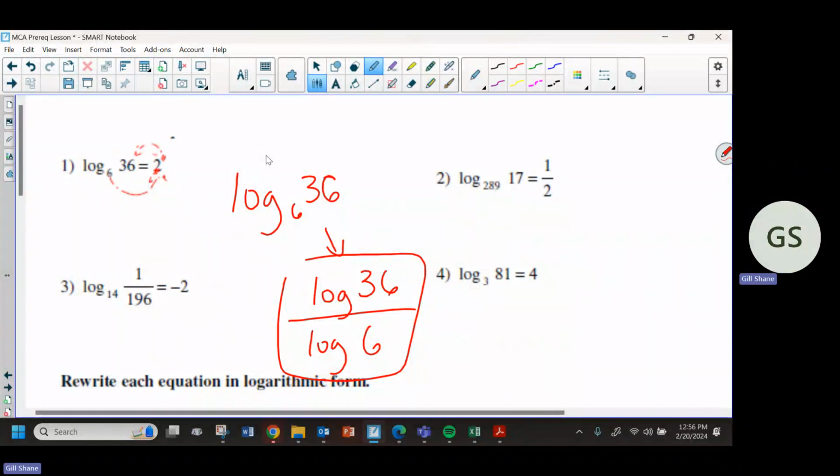So again, this would be log of 81 divided by log of 3. If you want to try, you can. Pretty sure you're going to get 4. So that's how we evaluated in the calculator. That was the change of base formula. That one you need to know.